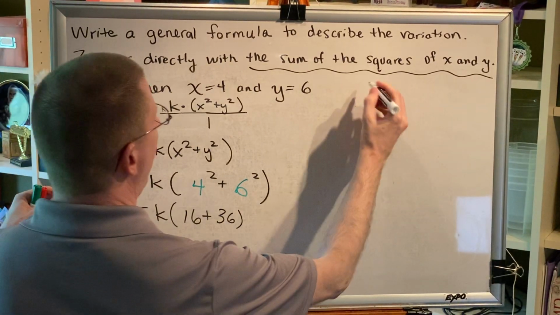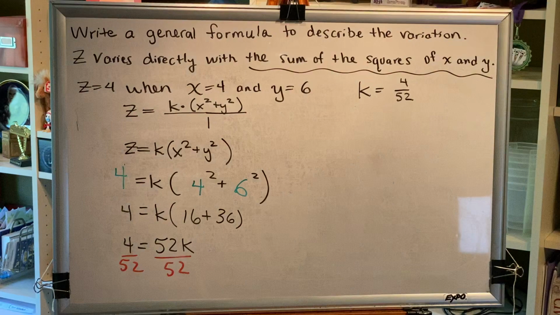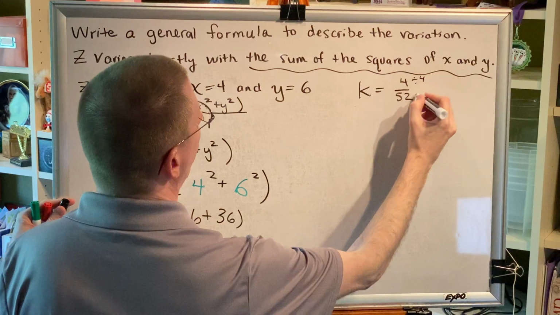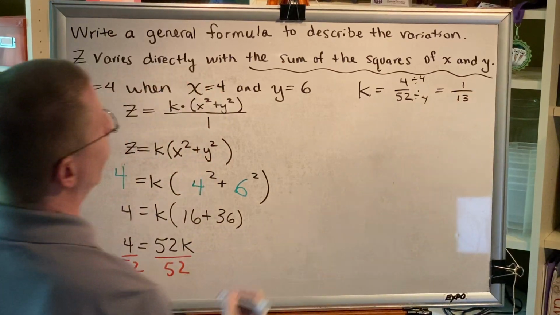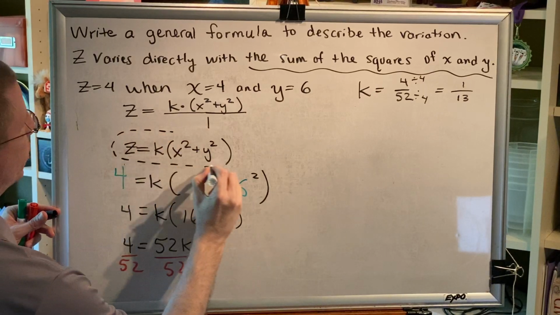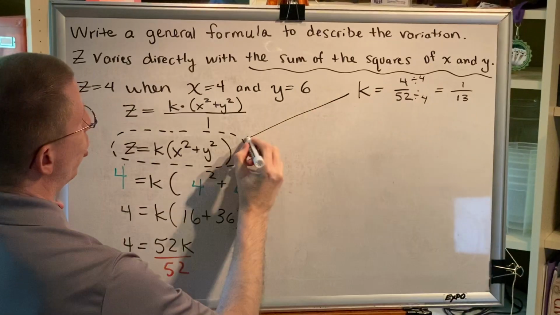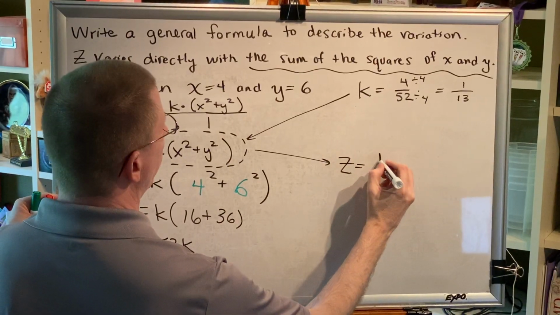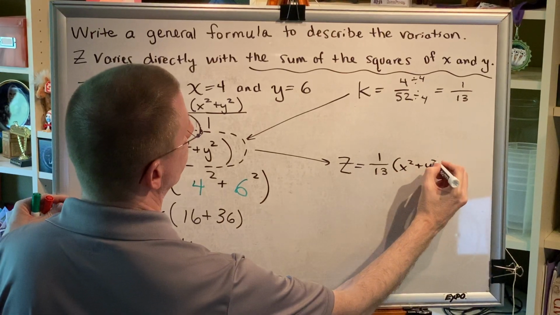This gives me k equals 4/52. Reduce the fraction. The greatest common factor of 4 and 52 is 4. So if we divide the top by 4, and we also divide the bottom by 4, we get the reduced fraction 1/13. We're now ready to construct our final answer. This was the equation we had at the end of step 4. But given the fact that the problem gave us enough information to determine the value of k, we now put the value of k inside this equation to write our final answer. Z equals 1/13 times the x squared plus y squared in parentheses.